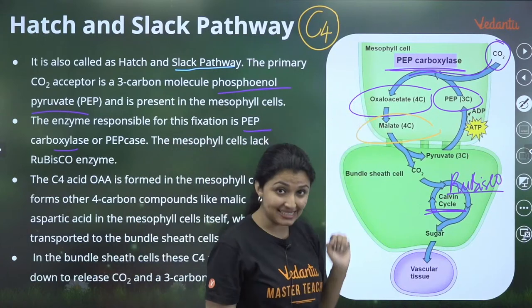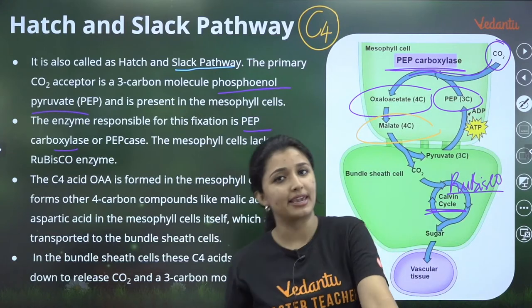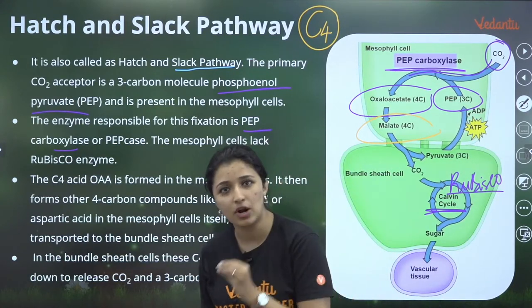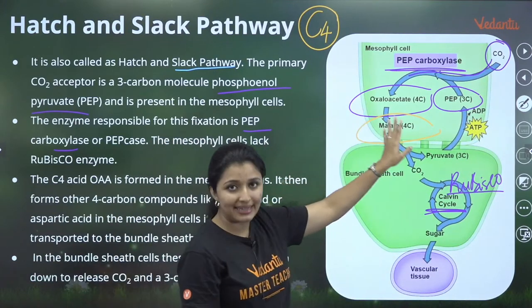Why is it converting into malic acid? Because malic acid is very transportable. They can move. Oxaloacetic acid is lazy. Oxaloacetic acid will not move. Malic acid will move. So they convert it to malic acid.